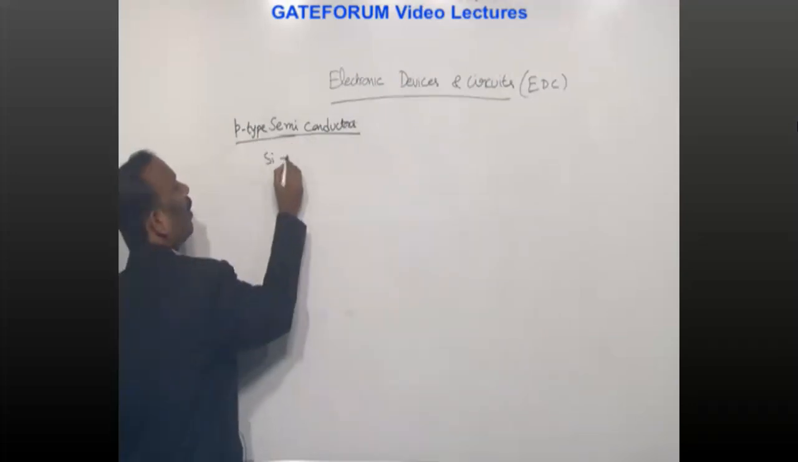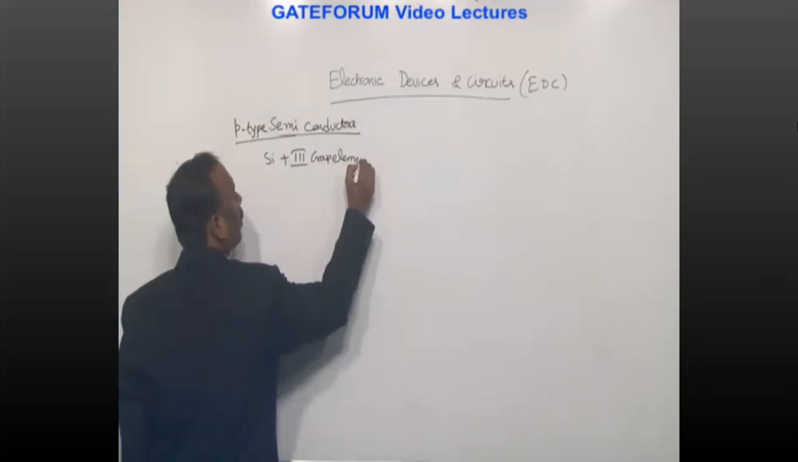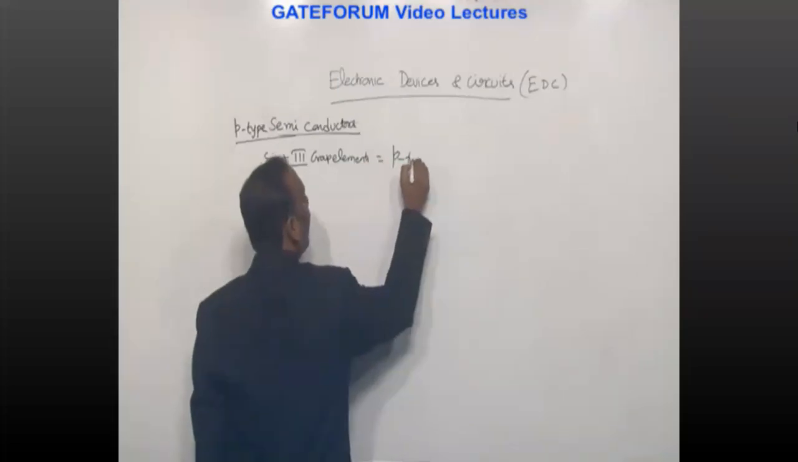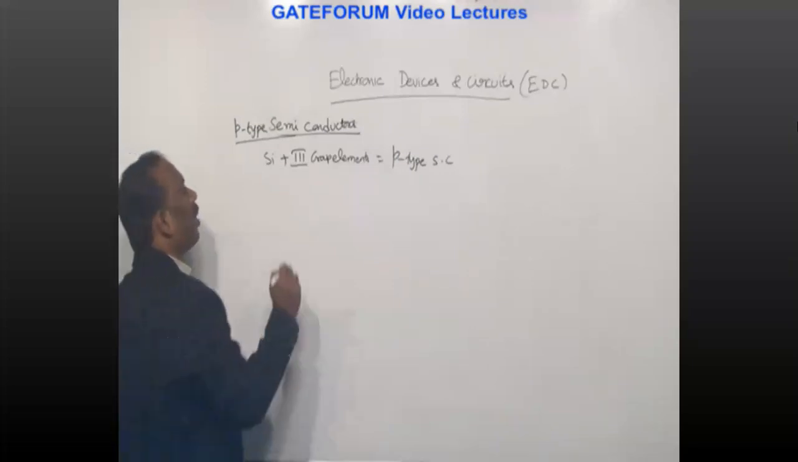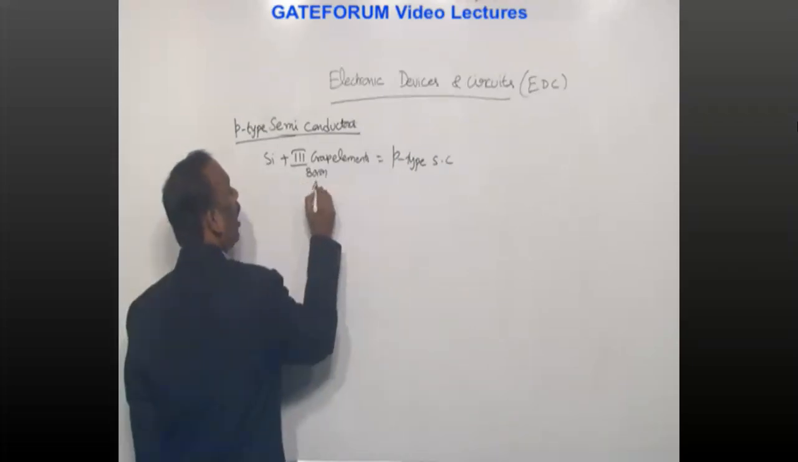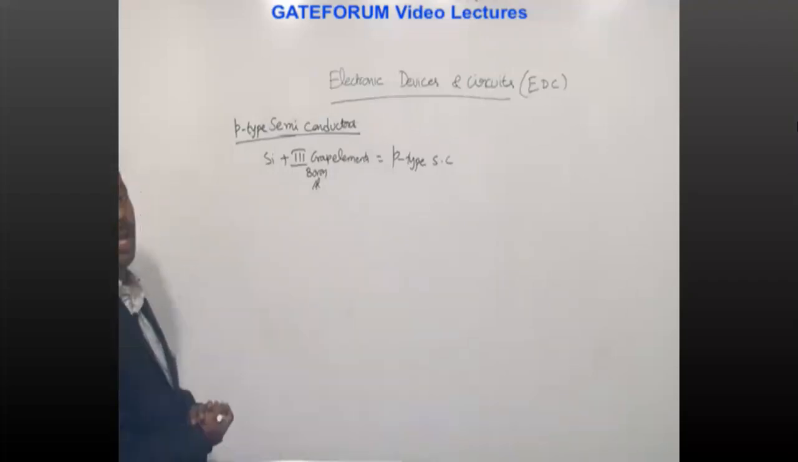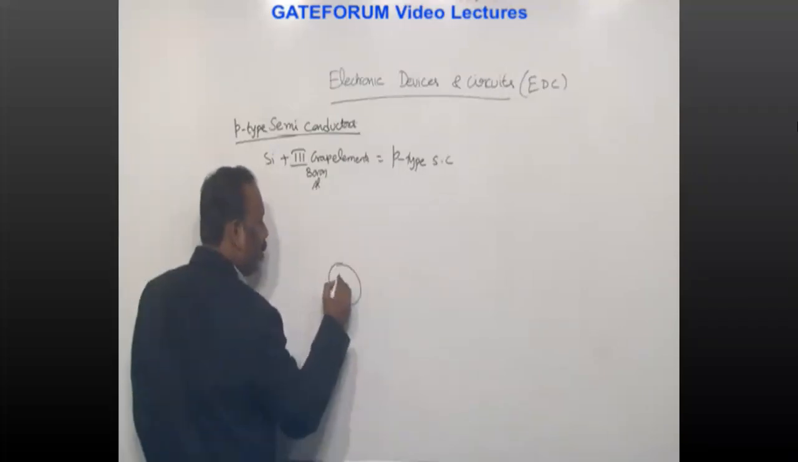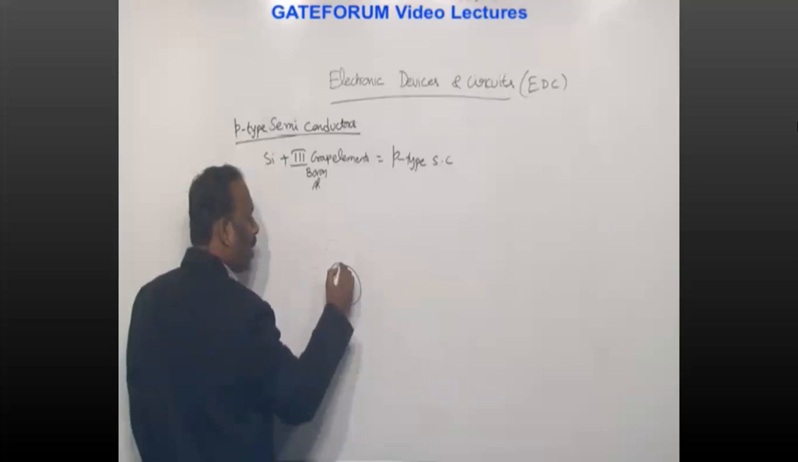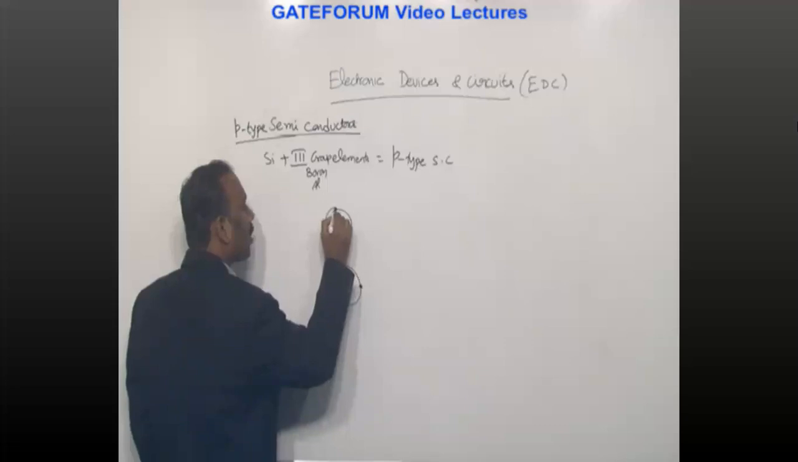Take a silicon, add third group elements, then the resulting one is called extrinsic semiconductor and it is called p-type semiconductor. What are the third group elements? Boron, aluminium, gallium, indium, like that. Now we'll take a crystal structure of the p-type semiconductor. Here we'll take one boron. It's a third group element, therefore 3 valence electrons are there. It's surrounded by silicon atoms. It's plus 4.